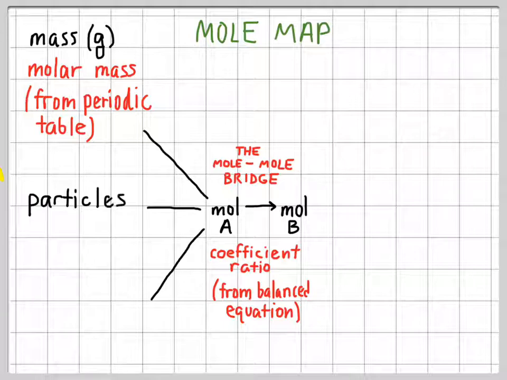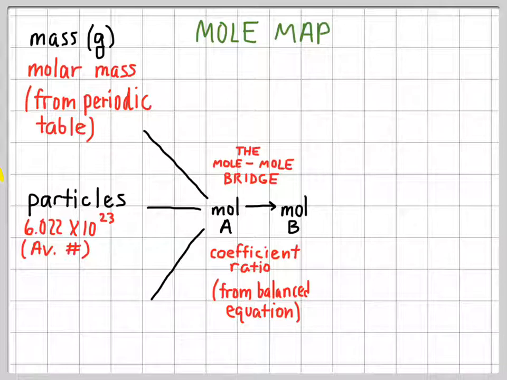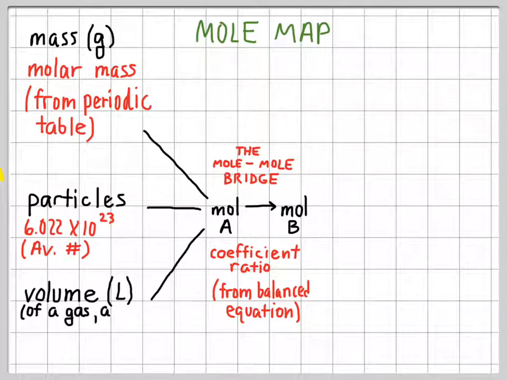If we're talking about particles, the conversion factor will be 6.022 times 10 to the 23rd particles per mole. Those particles can be ions, or atoms, or molecules, or formula units. If we're talking about volume, the units we will most often use are liters. And this only applies if we're talking about a gas at STP, standard temperature and pressure, which is 0 degrees centigrade and 1 atmosphere. 22.4 liters of a gas equals 1 mole of the gas at STP.